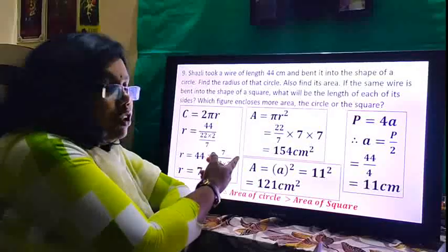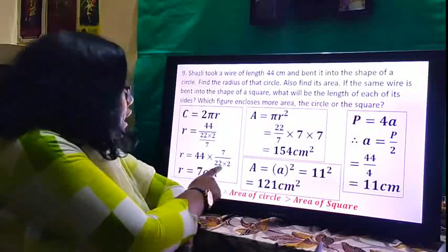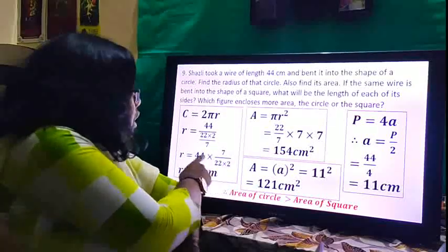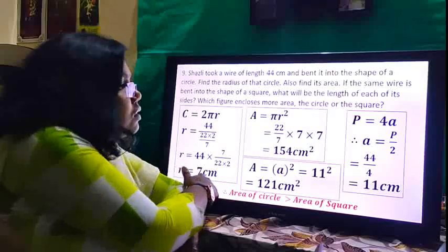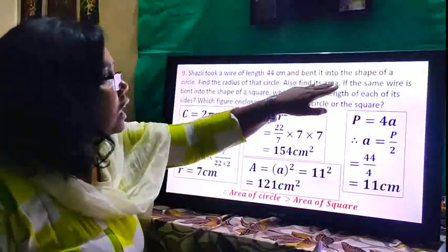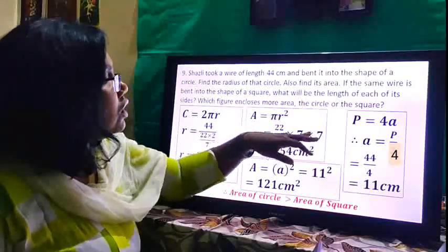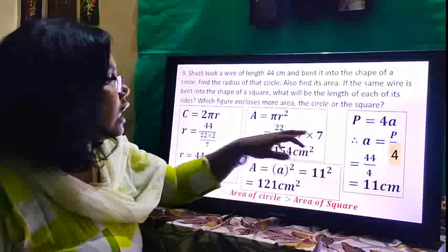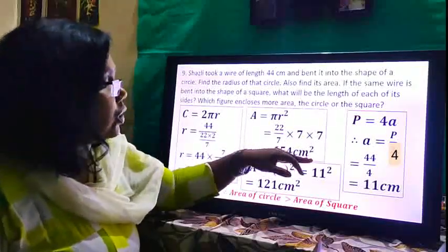Then we just invert it. So you get 44 into 7 upon 22 into 2. So cancel it all, you get 2 ones are 2, 2 into 22, 44 and 44 get cancelled. What's left is 7, so radius is 7. Now next part of the question is find its area. Now area is pi r square. That means 22 upon 7 into 7 into 7. 7 and 7 get cancelled. 22 sevens are, you get 154 centimeter square.